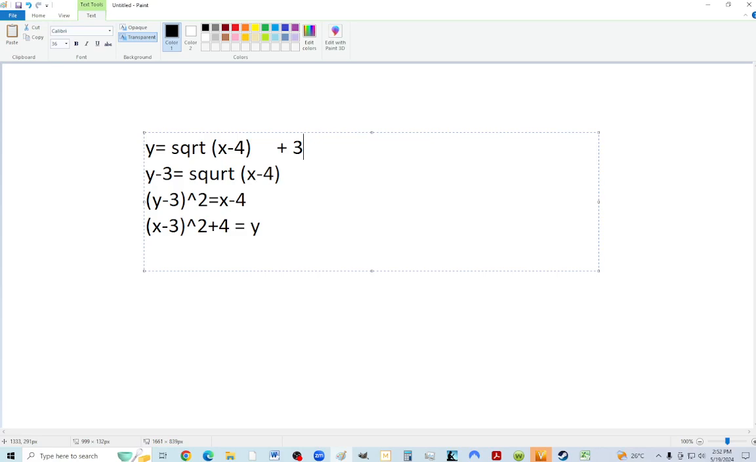The whole thing has been shifted to the right, so the domain and range restrictions are x is bigger or equal to 4, and y is bigger or equal to 3. And that means the domain and range restrictions for this one will switch. X will be bigger or equal to 3, and y will be bigger or equal to 4. Let's try out this theory.